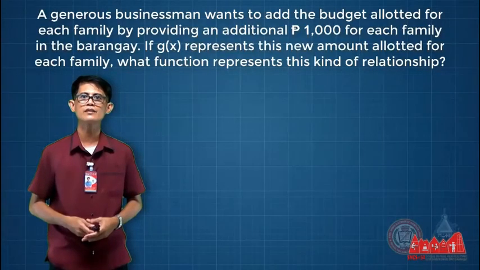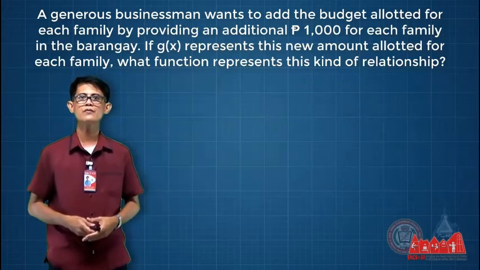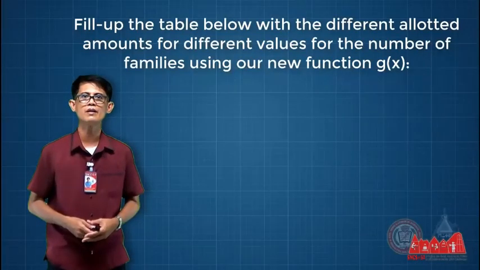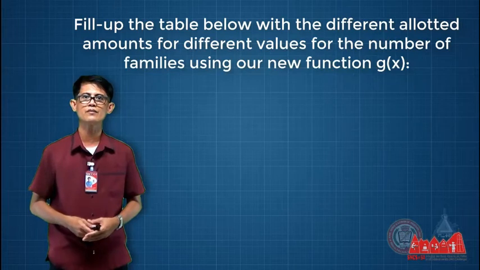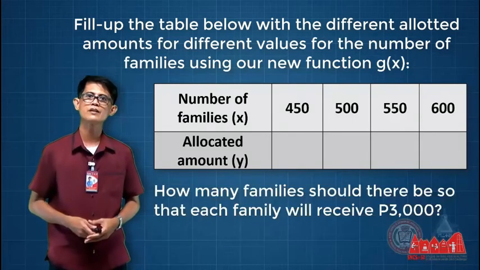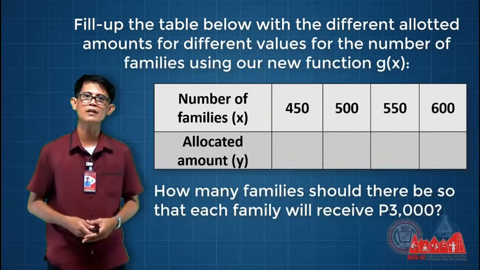Continuing the scenario, a generous businessman wants to add to the budget allotted for each family by providing an additional 1,000 pesos for each family in the barangay. If g of x represents this new amount allotted for each family, what function represents this kind of relationship? Fill up the table below with the different allotted amounts for different values of the number of families using our new function g of x. So here's our table. How many families should there be so that each family would receive 3,000?